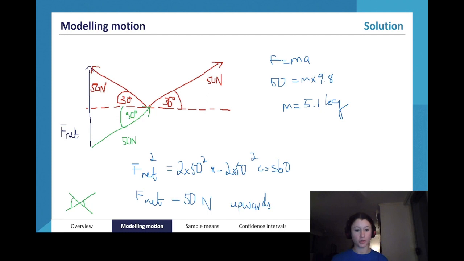I'll quickly show you guys how you can actually do this without using the vector resolution and just adding up the i and j components. So what you could have done is the i component would have been 50 sin 30, and your j component would have been 50 cos 30.